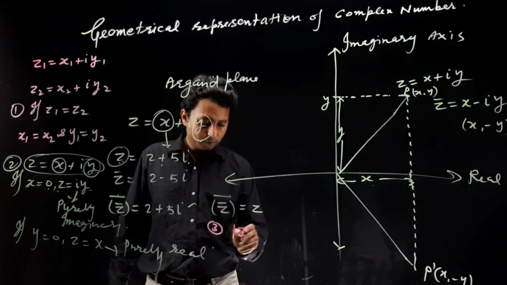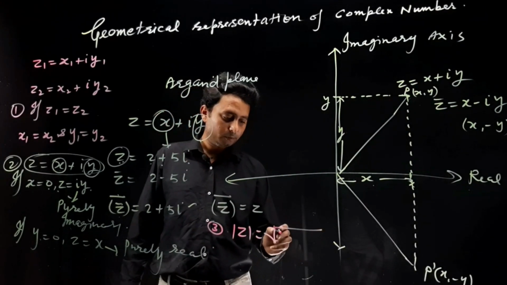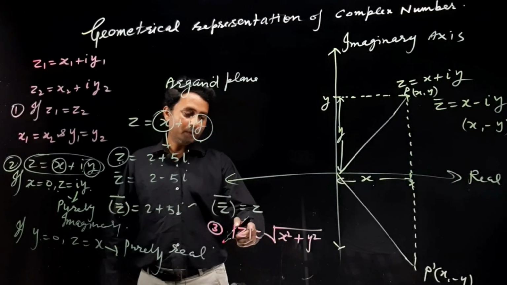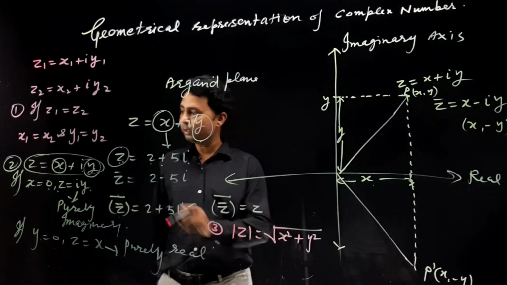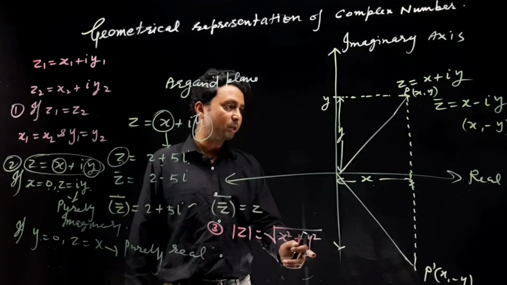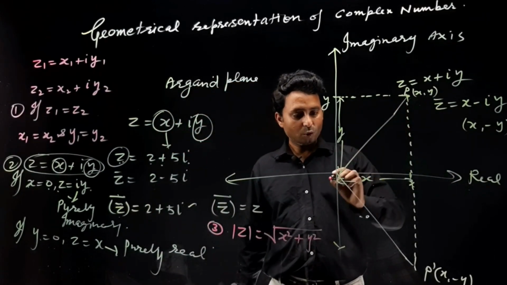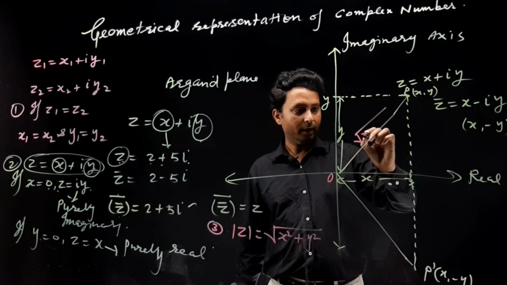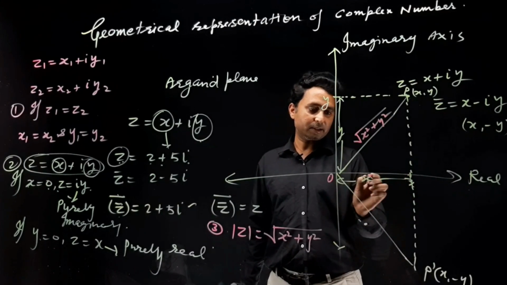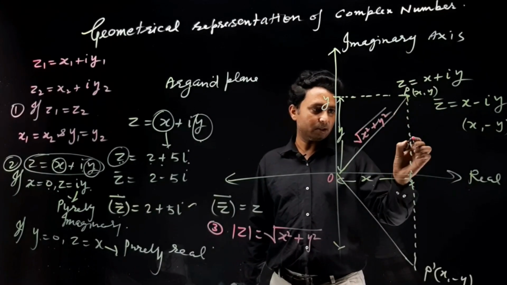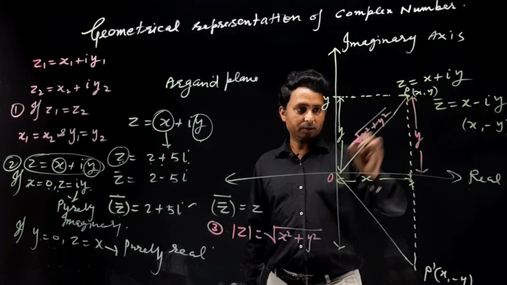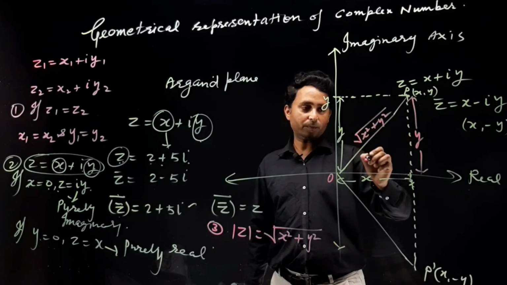Okay, this is the second point. As we know, modulus of z equals root of real part square plus imaginary part square. This is the modulus of any complex number. If this is the complex number x plus iota y, then the modulus will be root of x square plus y square. It means the length of this OP is root of x square plus y square. We can see here this is the x axis, this is the base, and this can be assumed as the perpendicular. Applying the Pythagoras theorem, this will be the hypotenuse, root of x square plus y square.